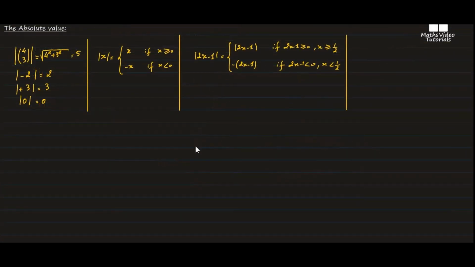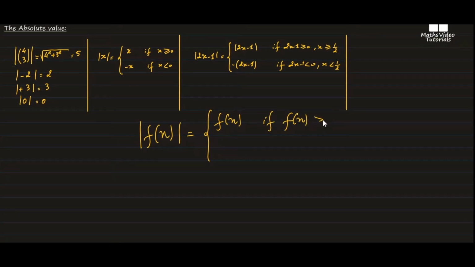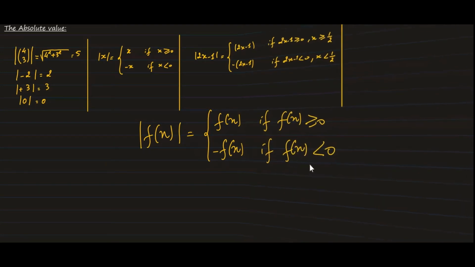We can now write a more general definition. If we have the modulus of f of x, the definition is that it will return f of x if f of x is greater or equal to 0, and it will return a negative f of x if f of x is less than 0.